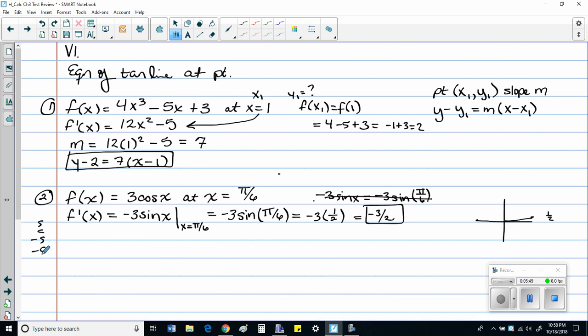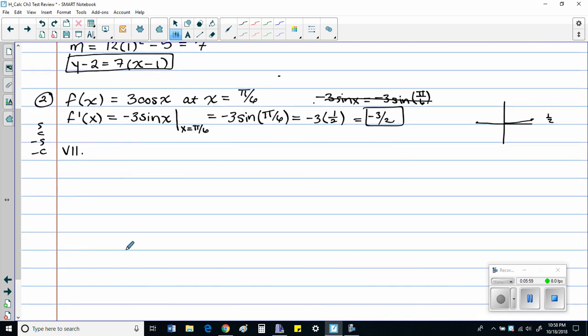All right, now we are on to part 7. Find the first 4 derivatives. Okay, so f of x equals 3x to the 4th minus 4x squared plus 5x minus 7. Alrighty, f prime of x equals 12x cubed minus 8x plus 5.